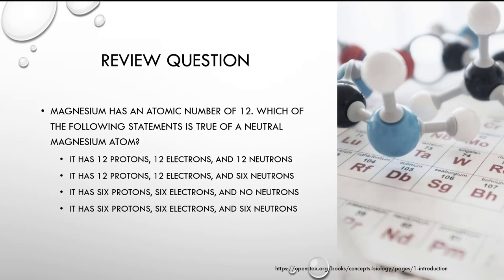It has 12 protons, 12 electrons, and 6 neutrons. It has 6 protons, 6 electrons, and no neutrons. Or it has 6 protons, 6 electrons, and 6 neutrons. So which one of these is correct? All right. So right away we can eliminate 2 of them, right? So magnesium has an atomic number of 12. So atomic number is the number of protons, right? So that means that it can't be either of the bottom 2 answers, right? Okay, so it has to be either of these.